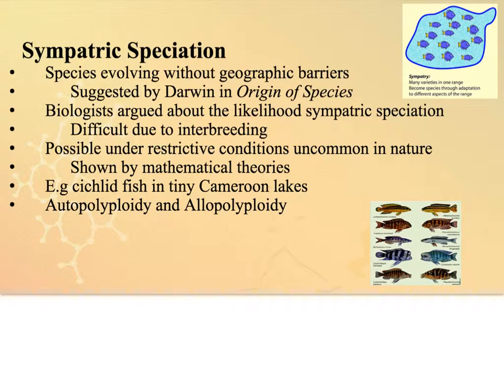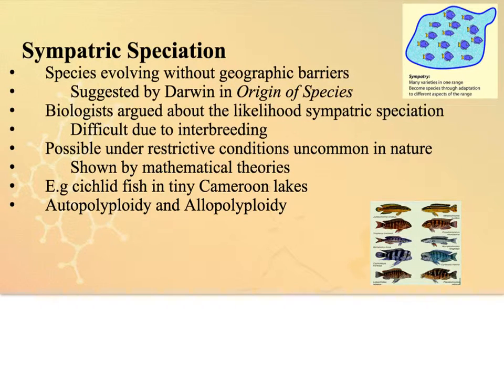Some examples of sympatric speciation occurring are the cichlid fish in tiny Cameroon lakes. These lakes are 0.2 and 1.6 square miles. One lake has 11 species and the other 9, recently descended from a common ancestor. Considering the size of these lakes, it is difficult to believe that speciation would have occurred, but sympatric speciation did in fact occur, which accounts for the diversity in these two tiny lakes.